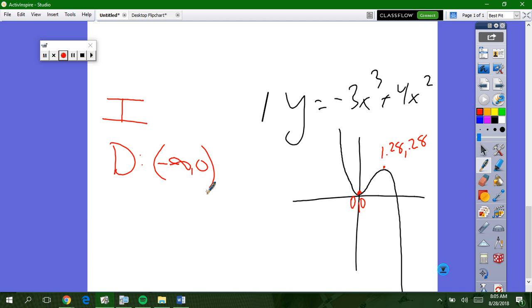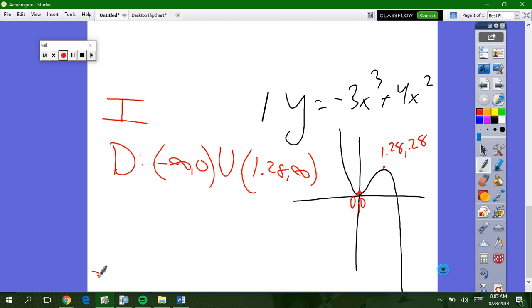From where? From 1.28, not negative infinity, that's going down. Remember, it's our x's. From 1.28 to infinity, that graph is decreasing, isn't it? Remember, when you have more than one, you put a union sign. A union is an or, meaning it is decreasing here or here. Both of those sections are decreasing.